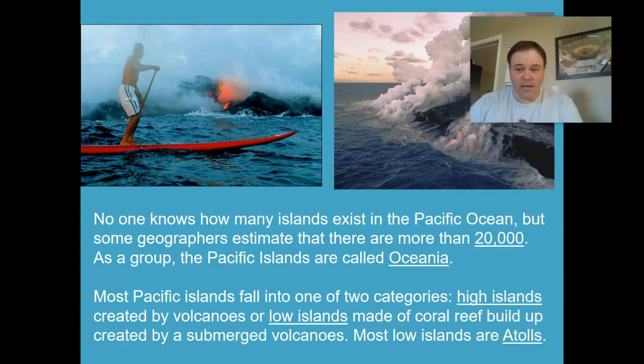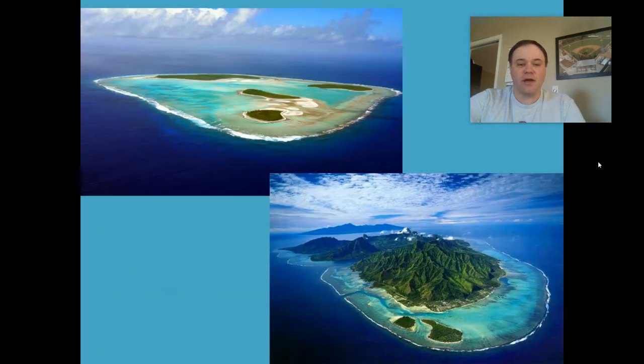Now, there's two different types of islands out there. There are high islands and there are low islands. And we'll talk about the difference. Most of the low islands are something called an atoll that we'll look at. And how were they made? These islands were made by volcanoes. And this did not happen overnight. It took many years, millions of years for these islands to be created.